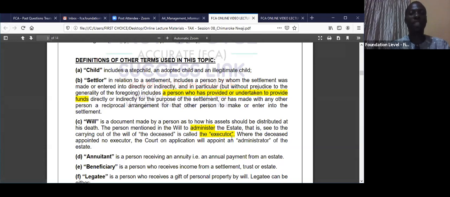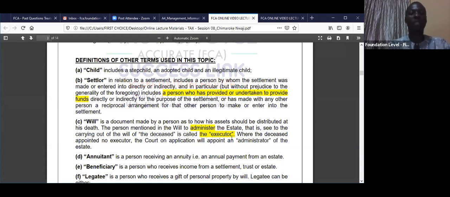All of these constitute a child. Who is a settlor? A settlor in relation to a settlement includes a person by whom the settlement was entered or made into directly, and in particular, which includes a person who has provided or undertaken to provide funds for the purpose of the settlement. In other words, the settlor is the one who is creating the trust, who has the settlement that needs to be transferred to another person for enjoyment. So you see, settlement comes from settlor.